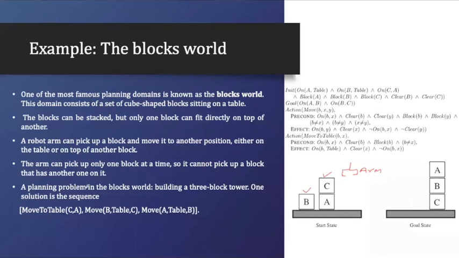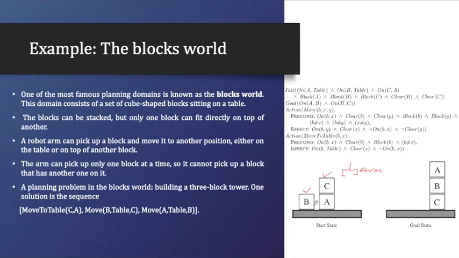The planning problem in the blocks world is building the three-block tower. We have to make a stack of three blocks. There is a sequence and a solution, and only in this sequence can we make the tower. To understand that, let's understand what the initial state is, what the goal is, and what actions we have. So this is my initial state.